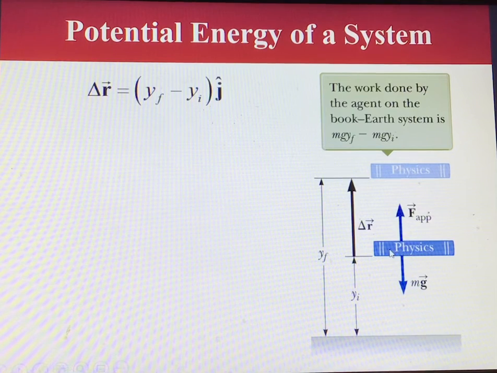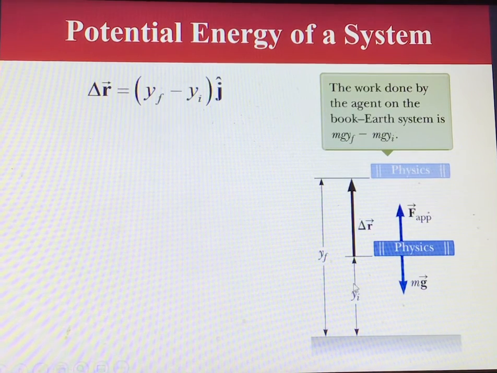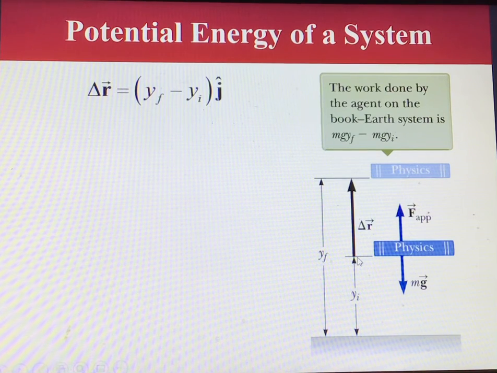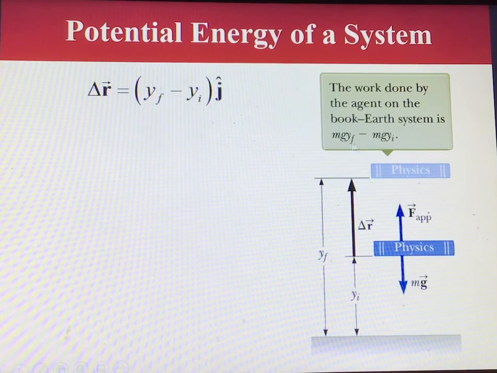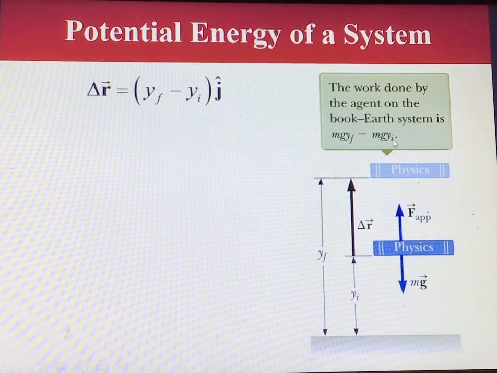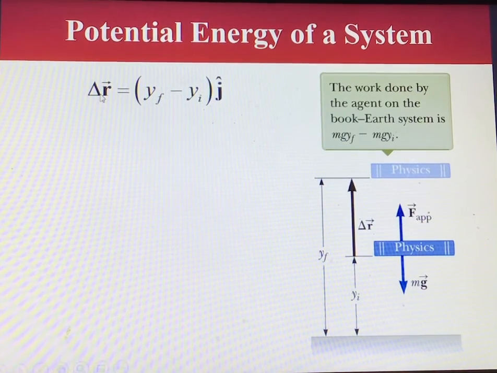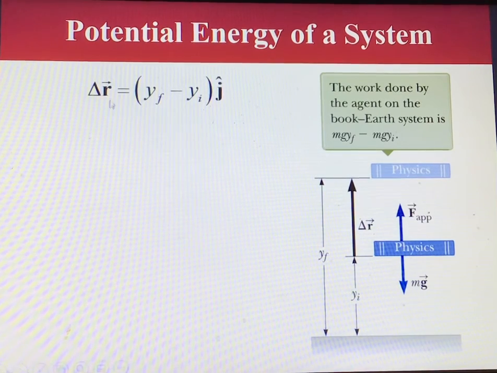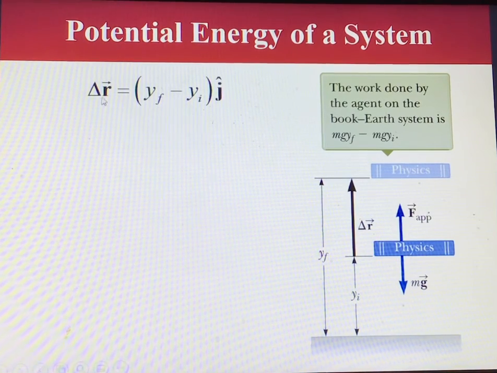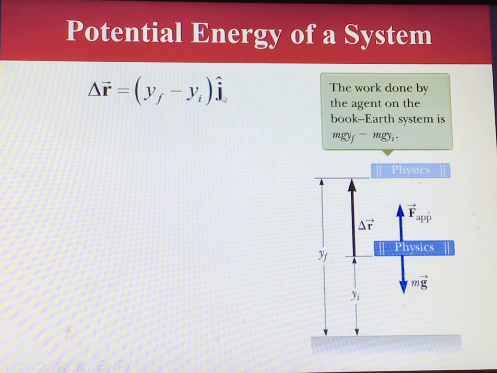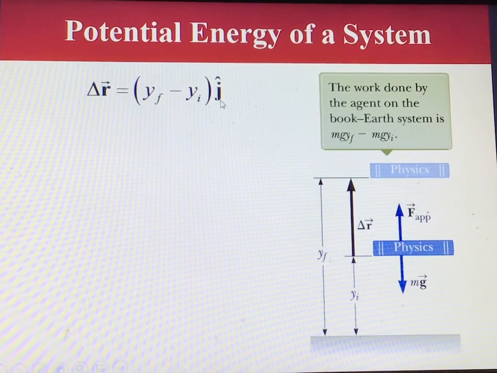So again, if you look at this picture here, suppose that we take an object from some initial height, y initial, and we're going to move it to some final height, y final. Then this would be the change in the potential energy. It's just mass times gravity times y final minus mass times gravity times y initial. So again, if you want to write this in terms of vectors, I can calculate my displacement vector. So the displacement vector delta r is just y final minus y initial, and this is in the j direction.